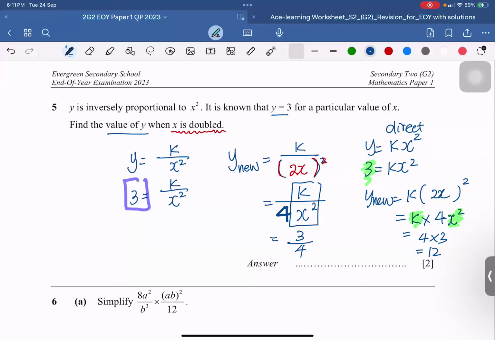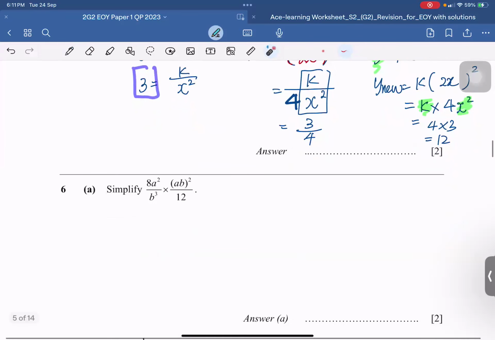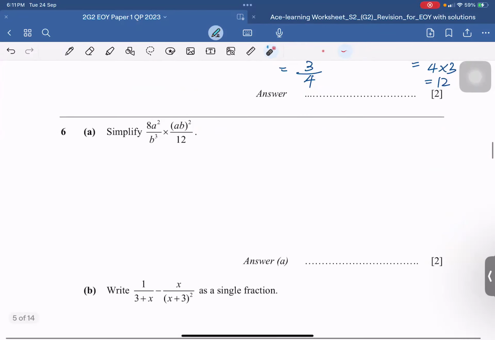The difference is only k divided versus k times. Is this okay? This one also appears many times in the ACE Learning worksheet, but some of them are a bit more complicated.